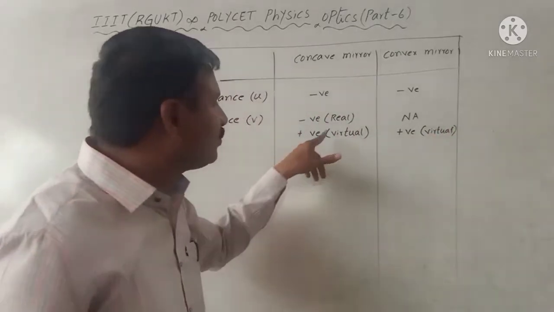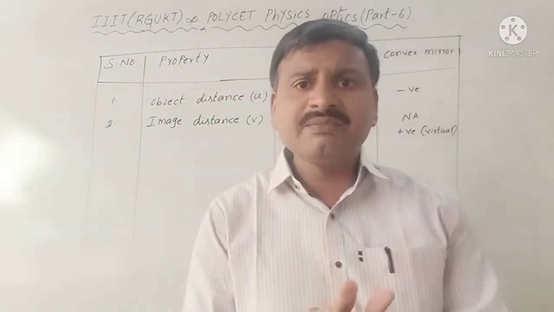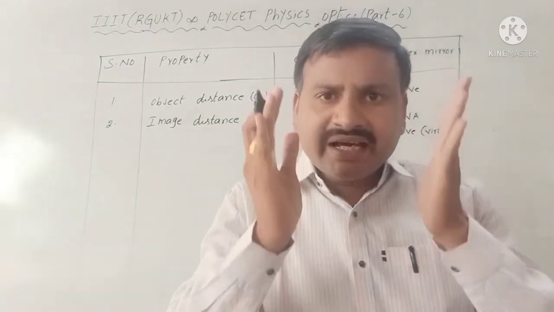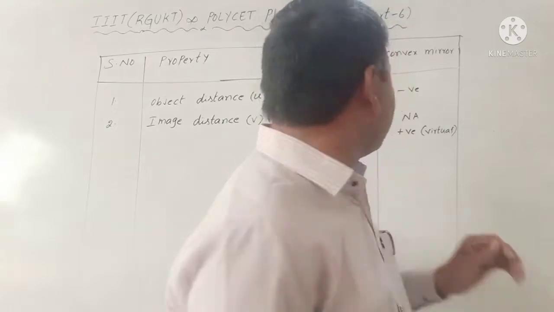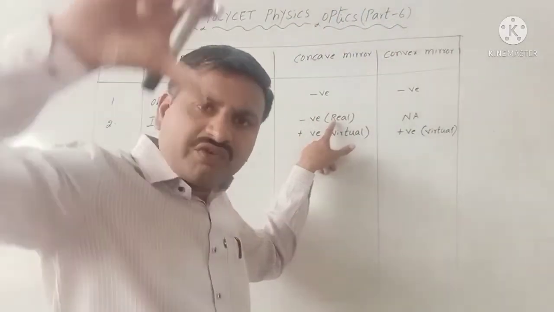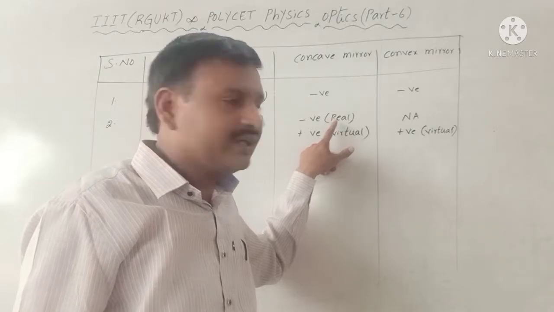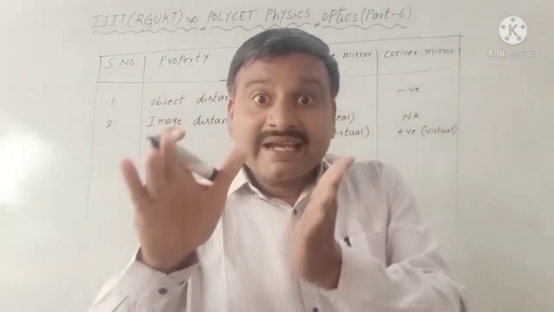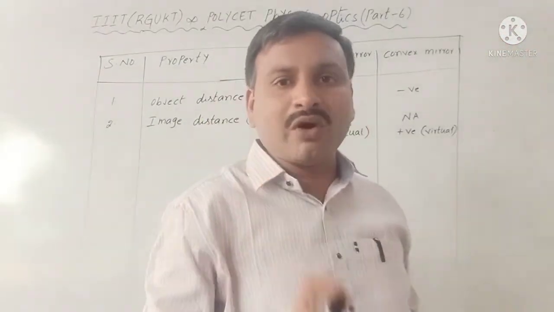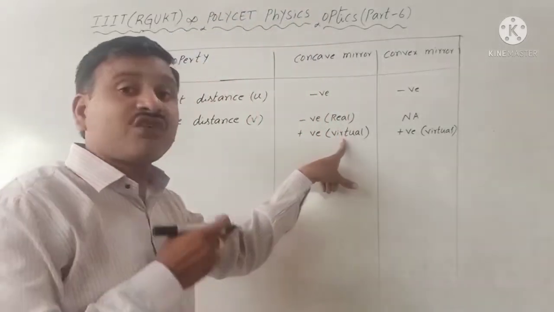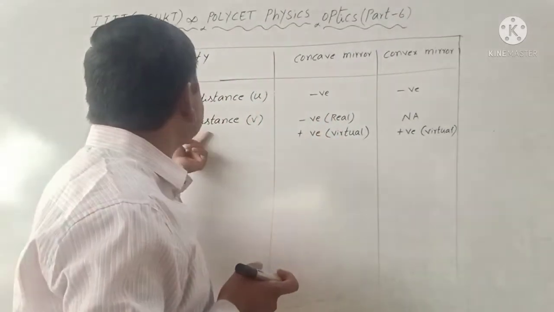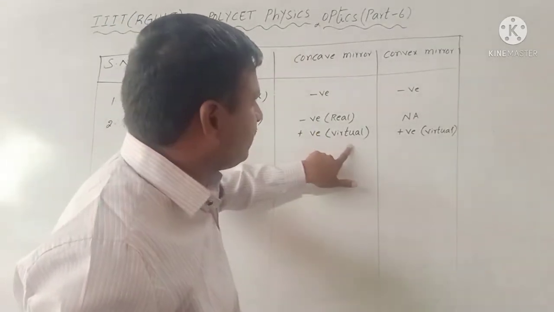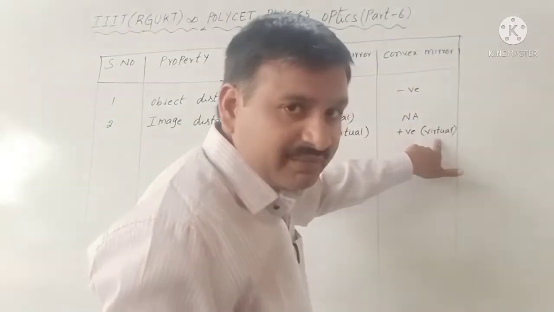Positive means we always form the virtual image. You know what is a virtual and what is a real image? Real image means when two light rays directly meet, that image is taken as a real image. A real image is always inverted. Next, what is a virtual image? Where the extended light rays meet, that point forms which type of image? Virtual image. So image distance taken negative means a concave mirror forms a real image. Positive means a virtual image forms. A convex mirror always forms a virtual image only.